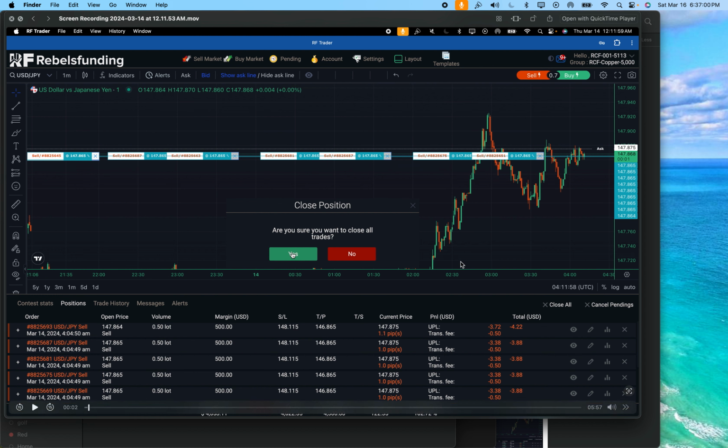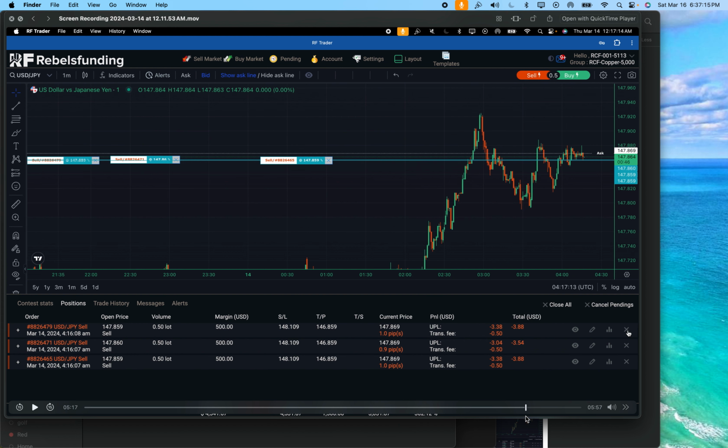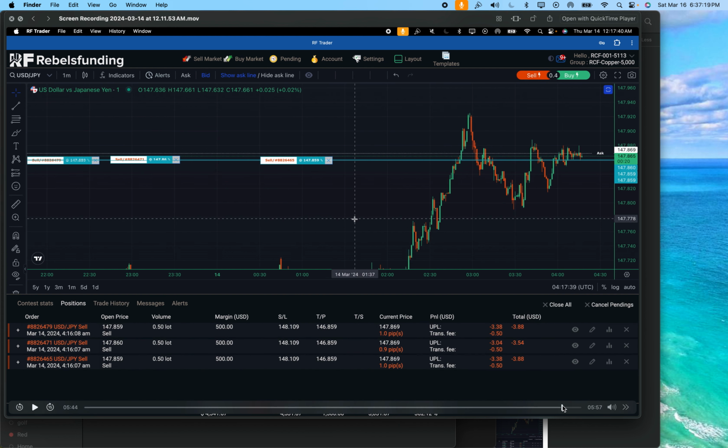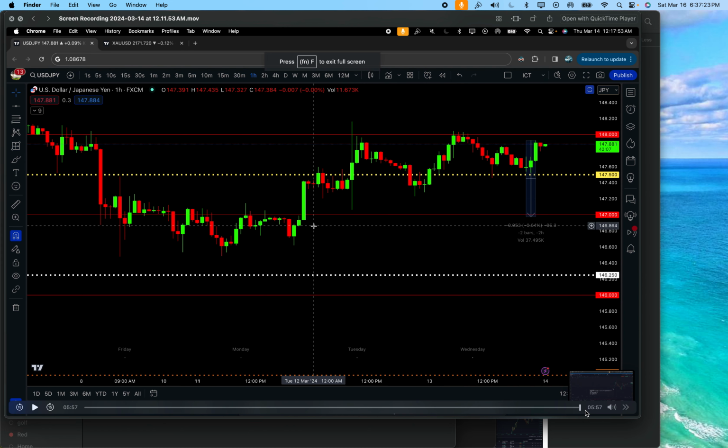I just want to go over this trade right here. Last week, I was trading foolishly and was over leveraging. And long story short, I blew this account. I think it was my funded account. I'm trying to remember. But anyway, as you can see here, I was looking at this.